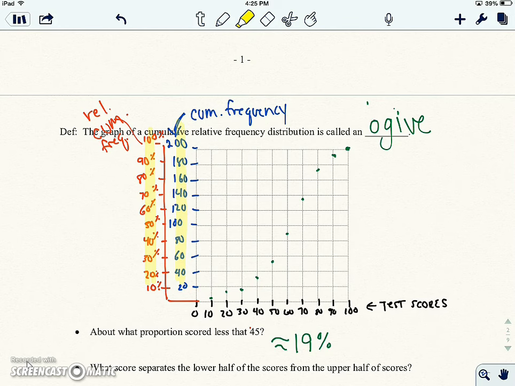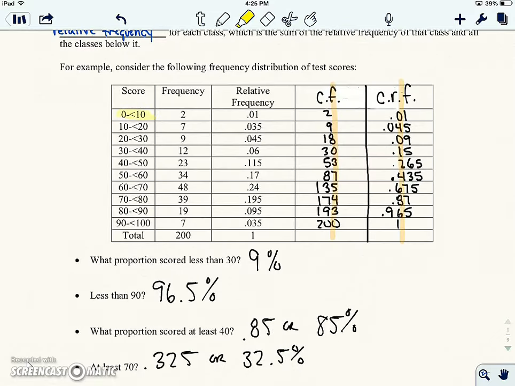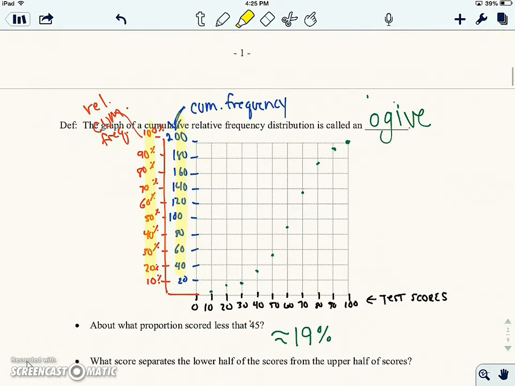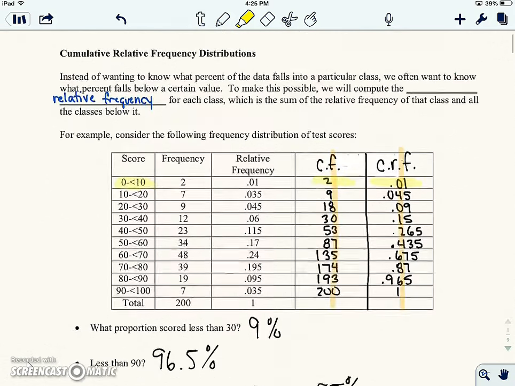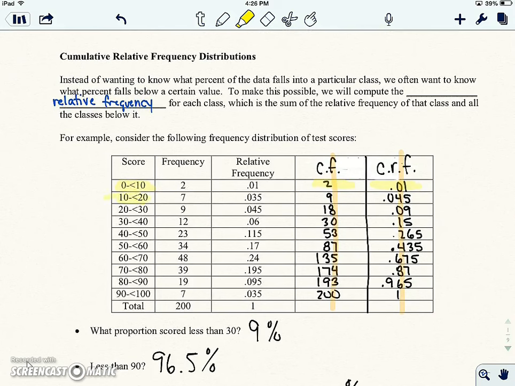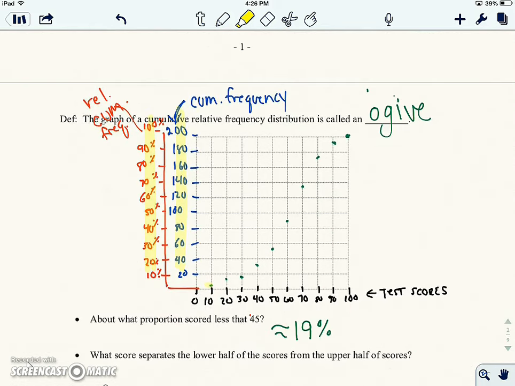And I want to show you what I did. Over here, from 0 to 10, there were 2, or 1%. So from 0 to 10, at 10, I go to 1%, which would have been 2. From 10 to 20, I'm at 9 people with that score, or 0.045. So this would be 9 people, or maybe 4.5%. And I did that all the way up, and I can connect them.